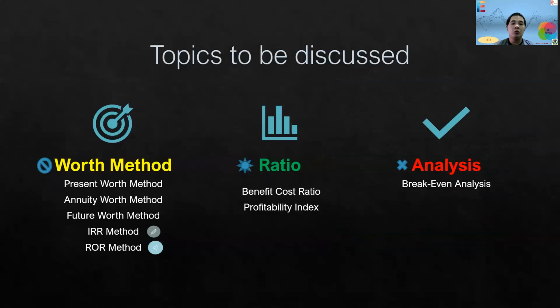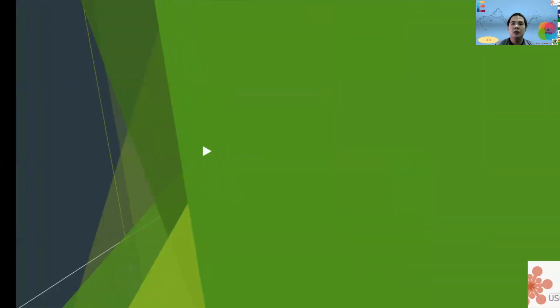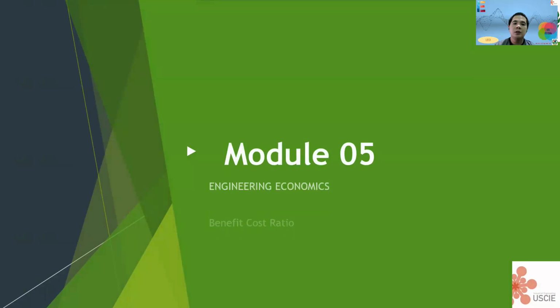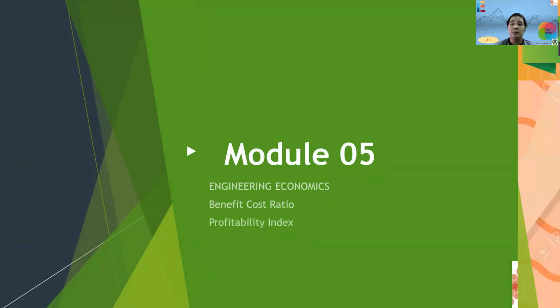So in this discussion, we will be covering the remaining topics for Module 5, which are the following. Number 1 is the benefit cost ratio, profitability index, and lastly, the break-even analysis. So to start off, what is benefit cost ratio and profitability index?